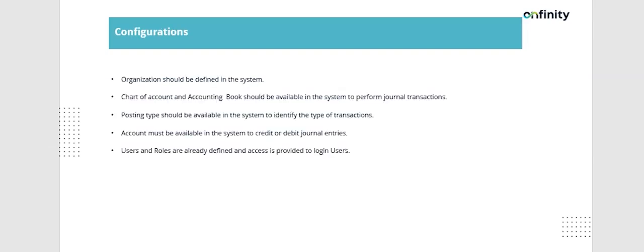Configuration requirements. The organization must be defined in the system where the GL journal will be created. The chart of accounts and accounting structure must be available in the system to perform GL journal batch entries. Posting types should be configured in the system to identify the type of transaction being performed. Since GL journal entries include debit and credit accounts, the required accounts must be configured in the system. User roles and rules should be defined, and GL journal batch access must be provided to the logged-in user so they can open the screen and create transactions.